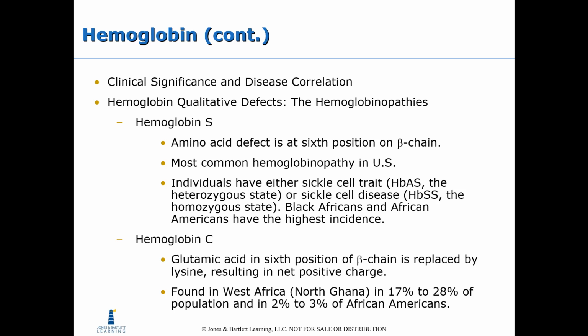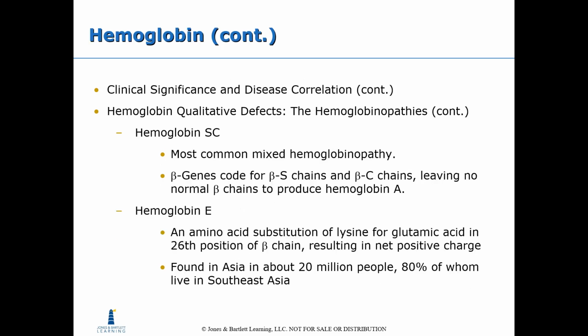Hemoglobin C, the glutamic acid in the 6th position of the beta chain, is replaced by lysine, resulting in a net positive charge. This is found in West Africa in 17 to 28% of the population and 2 to 3% of African Americans. Hemoglobin SC is the most common mixed hemoglobinopathy. The beta genes code for beta S chains and beta C chains, leaving no normal beta chains to produce hemoglobin A.